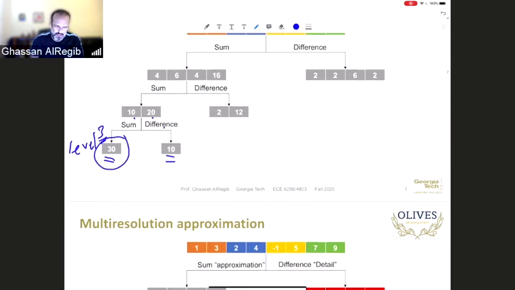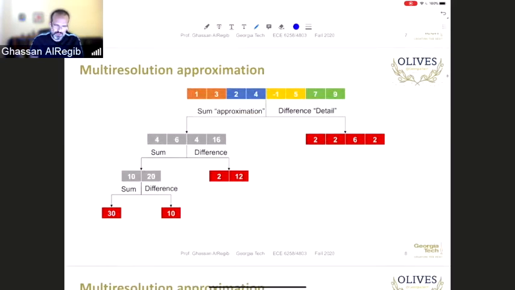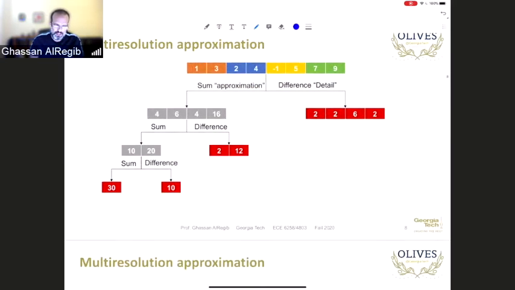Now let's look at this overall. Here's what we did. We have an approximation and a detail. I have this sequence of 8 samples, this is my signal, and then I approximated this sequence. I can approximate it with the sum, which is 30. So I start with 30.